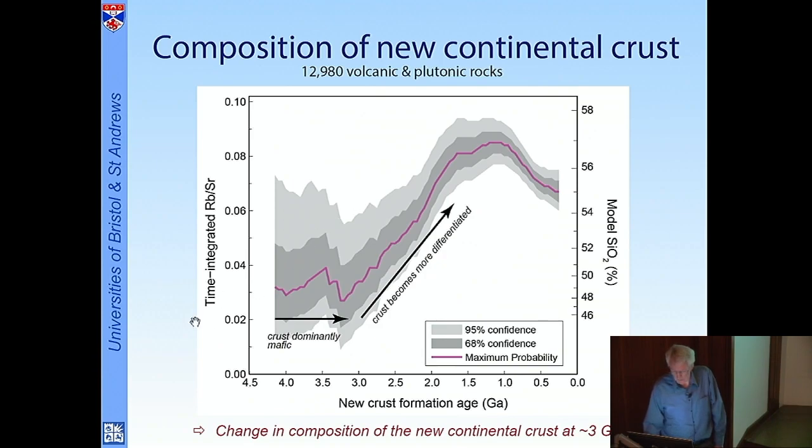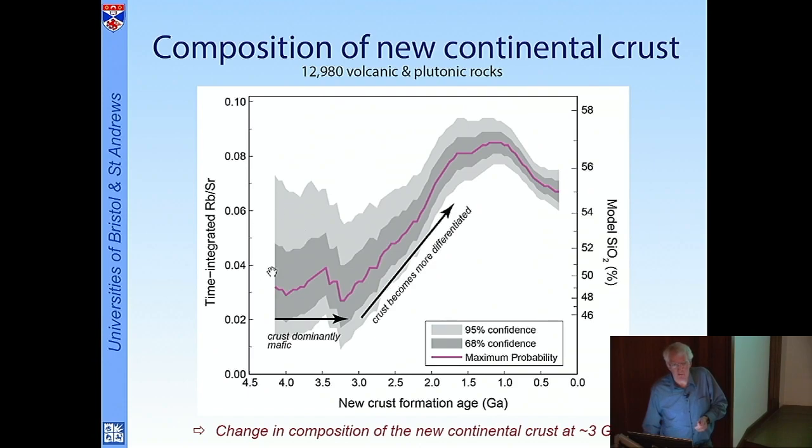And we compile these 13,000 analyses of data. And we plot here that time-integrated Rb/Sr, right, between the model age and the time the granite was made, i.e. in the composition that we infer to be new continental crust. And we plot it against, effectively, model age, the time at which the new crust was generated. And because Rb/Sr correlates with silica, you can view this on either axis.